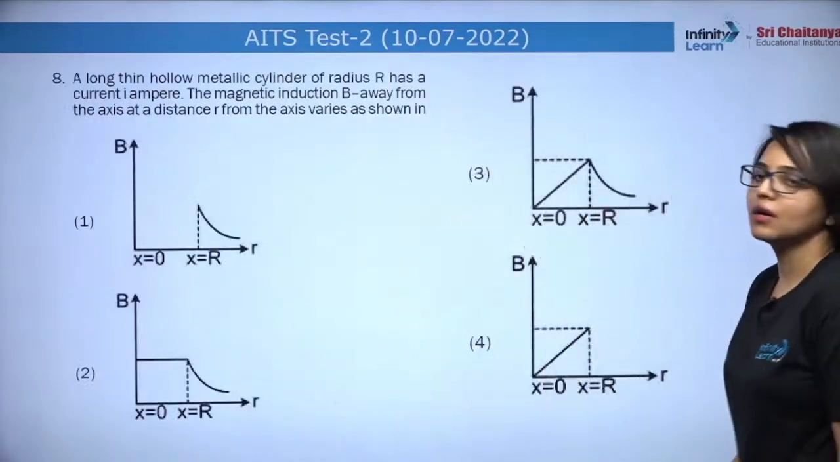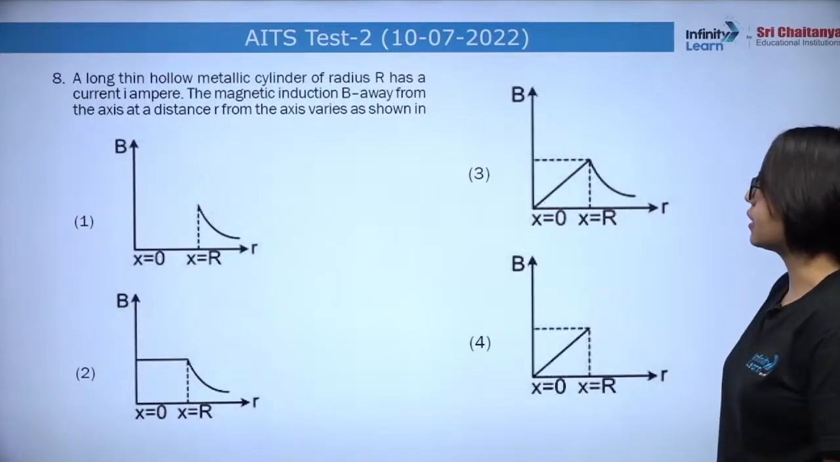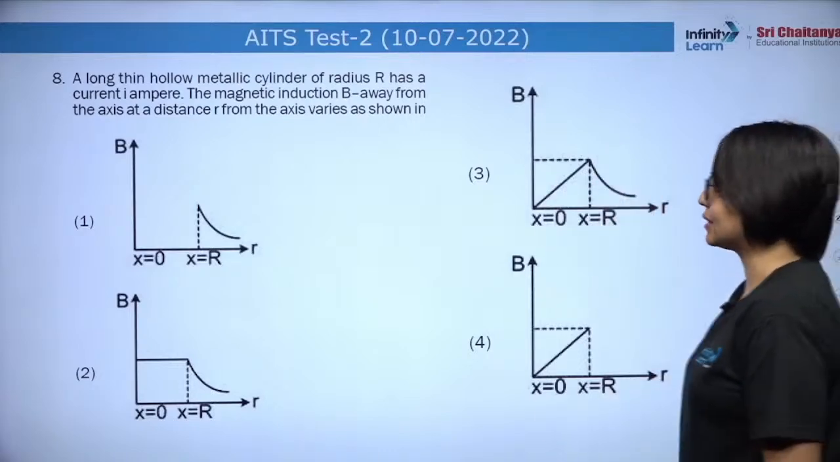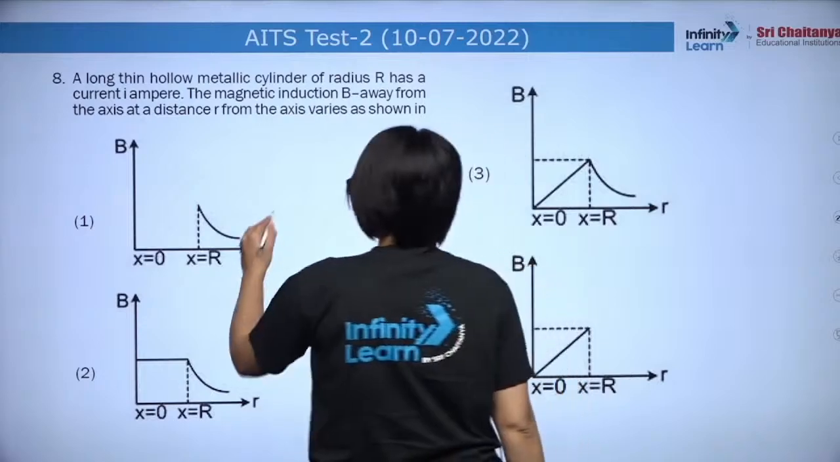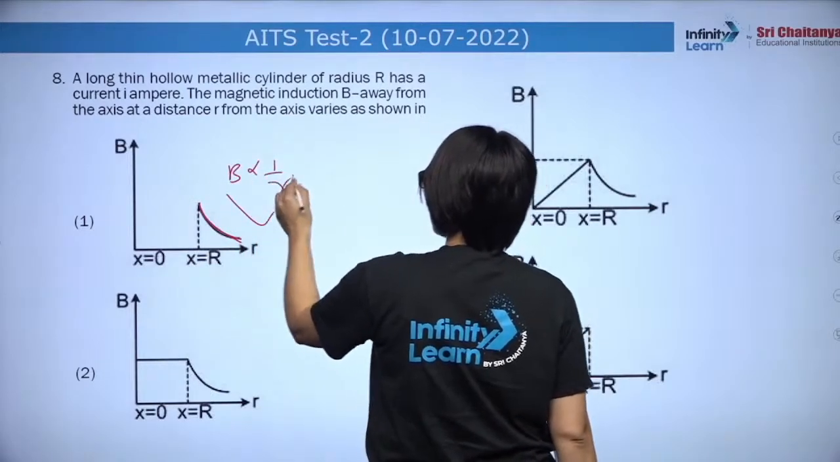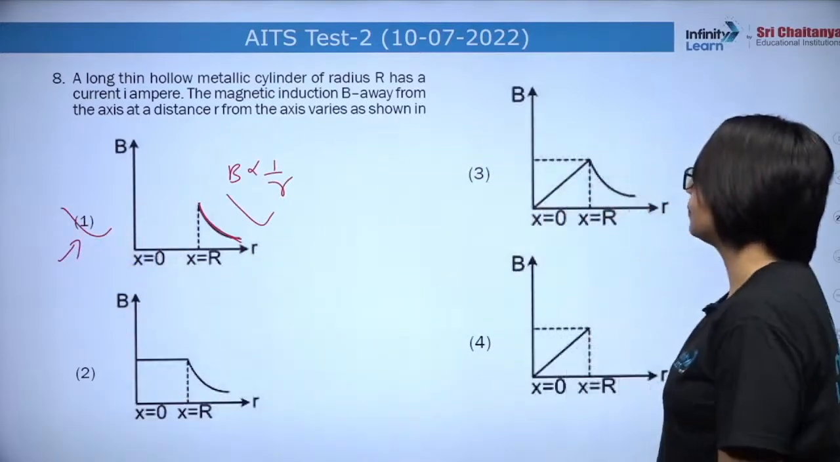Next, a long thin hollow metallic cylinder of radius r has a current I ampere. This is a hollow metallic cylinder, so there will be no magnetic field inside the cylinder. So the correct answer will be this. Once you move outside the cylinder, the magnetic field is inversely proportional to r. So the correct answer is this for the B versus r graph.